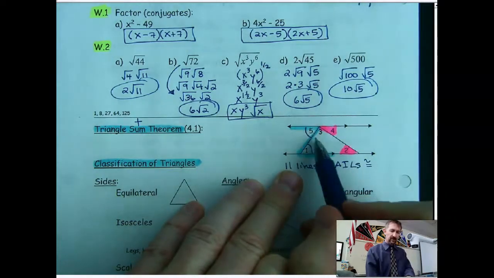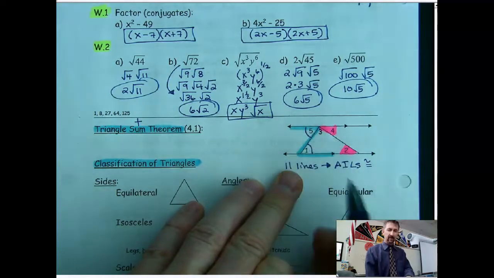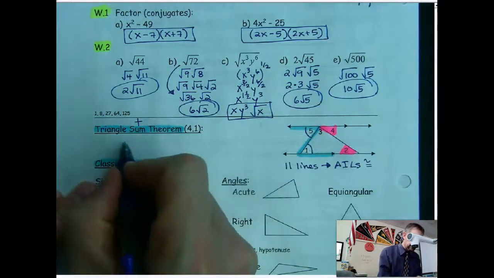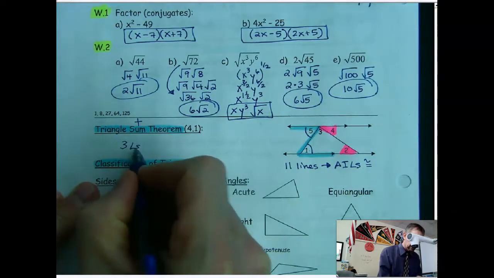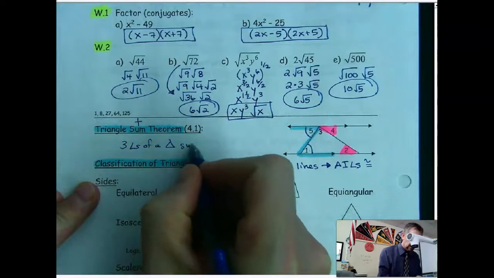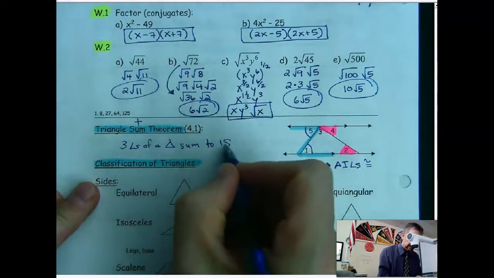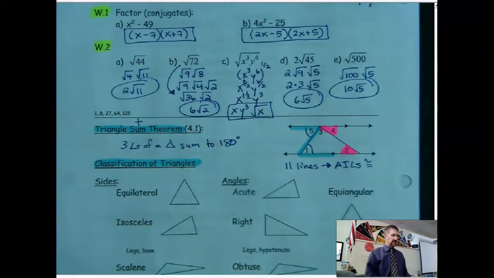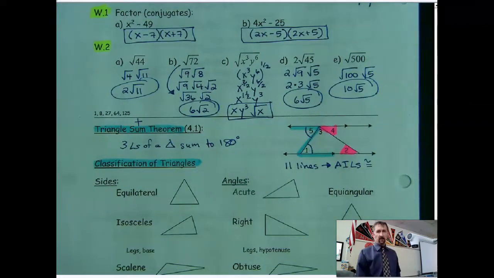So that kind of shows you that these three angles add up to 180. And that's what the triangle sum theorem says. So it says the three angles of a triangle sum to 180 degrees. So that's something that we want to commit to memory.